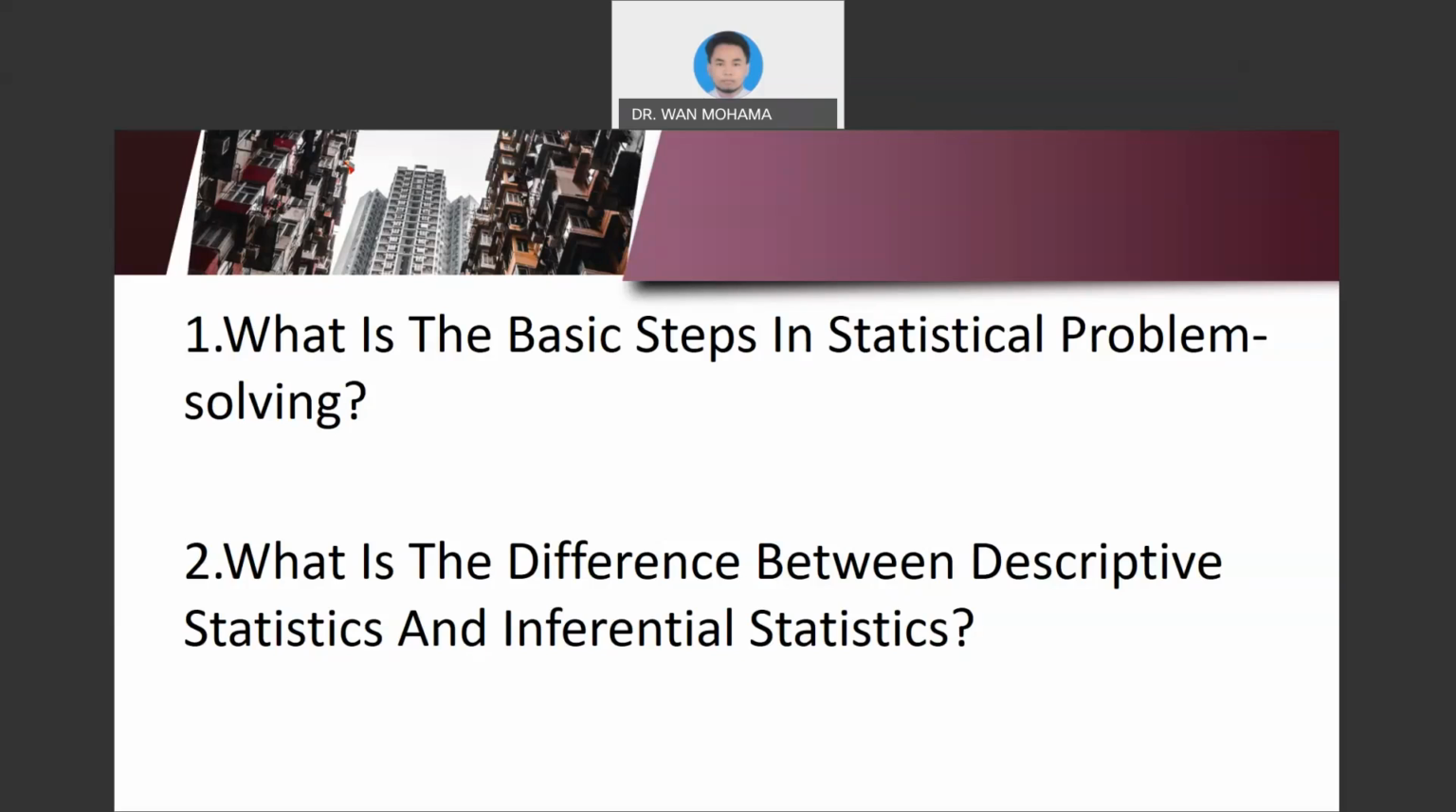So I'll just tell you that descriptive statistics is about charts. Okay, if you discuss the pie chart, bar chart, line chart, and so on, that's what we call descriptive statistics. But if you want to analyze the mean, median, and mode, this is what we call inferential statistics.